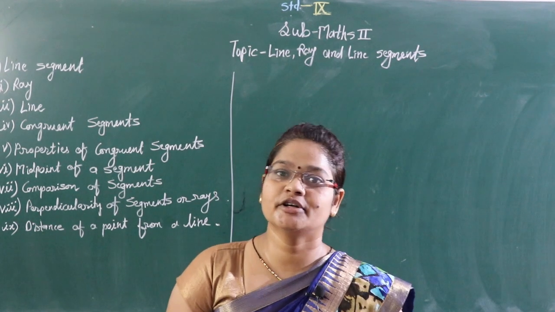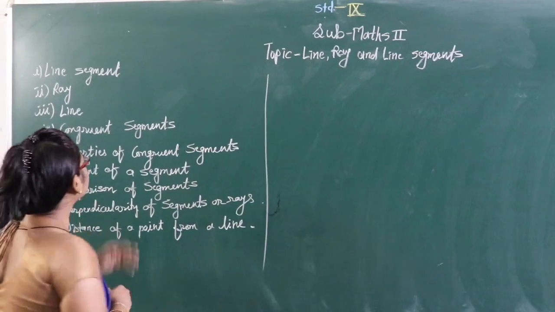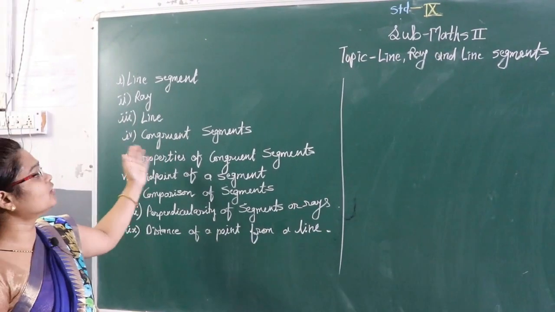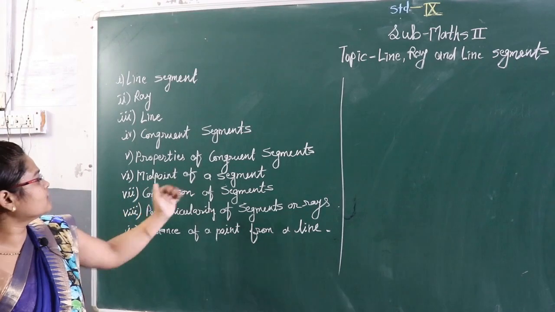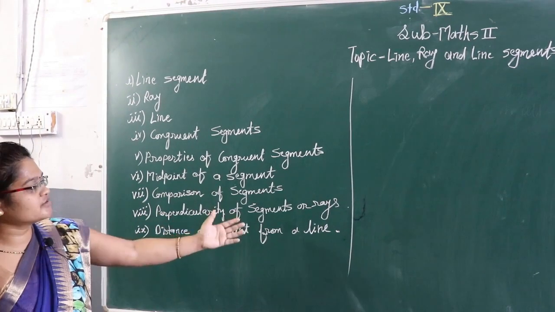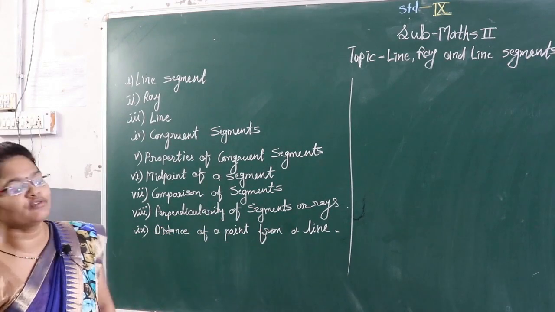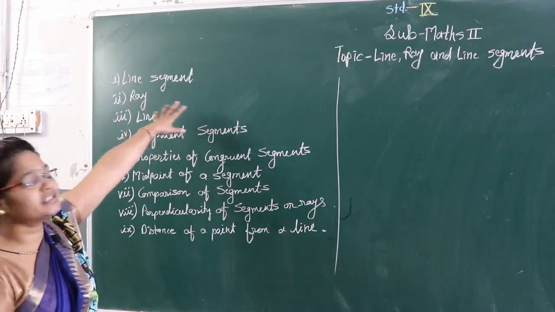Hello everyone. Today we will see the terms: line segment, ray, line, congruent segments, properties of congruent segments, midpoint of a segment, comparison of segments, perpendicularity of segments or rays, and distance of a point from a line. So let's start with line segment.